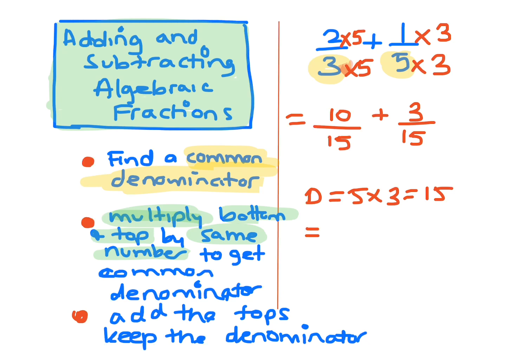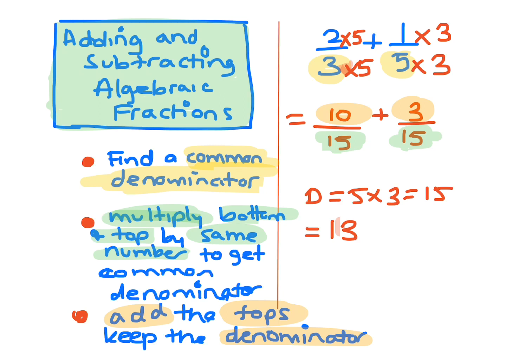And then the next step after that is to add the tops and you keep the same denominator. So if I add the tops, I have 10 and 3. 10 plus 3 is 13. Okay, and then keep the same denominator. So what is the denominator? The denominator is 15. So don't add the denominator together.